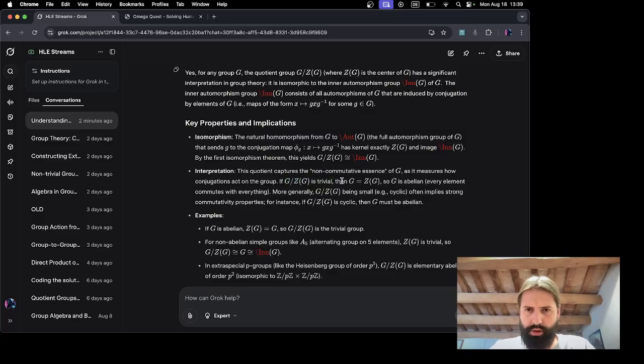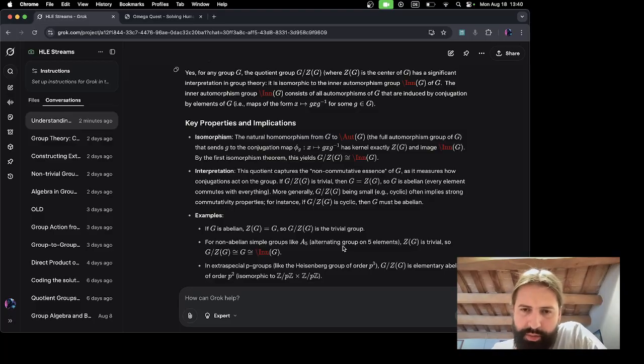Sure. A trivial quotient group means that every element in the original group G is equivalent to the identity element under the quotient operation. So the quotient group G over ZG has only one element, the identity. In the case of G over ZG, where ZG is the center of the group G, the set of elements that commute with every element in G. If this quotient is trivial, it means G equals ZG, so every element in G is in its center, which implies that every element commutes with every other element. In other words, G is a billion, because for any A and B in G, A times B equals B times A. Does that make sense? Or do you want me to break it down further?